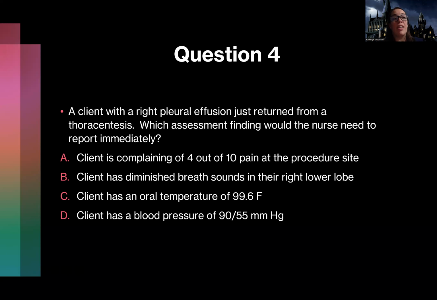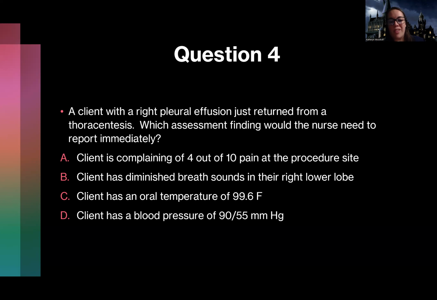The fluid kind of mutes or numbs out the sound, so you can't hear it. So it's diminished. It doesn't mean that it's gone. I think diminished is more like weak or hard to hear, because when you put your stethoscope over those areas where there's a pleural effusion, you can't hear much because there's fluid there, not airspace. So diminished is actually expected for a patient with a pleural effusion.